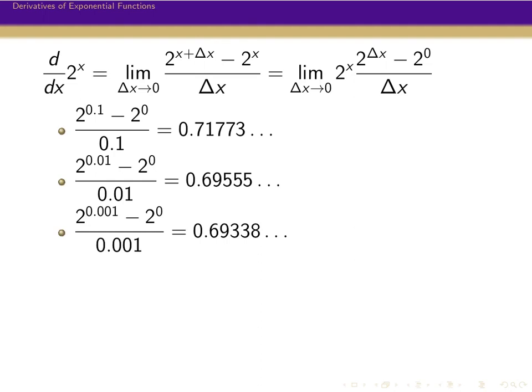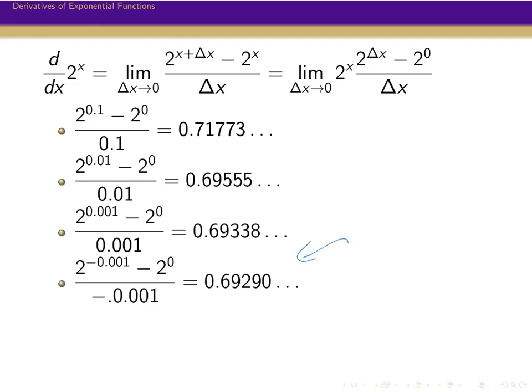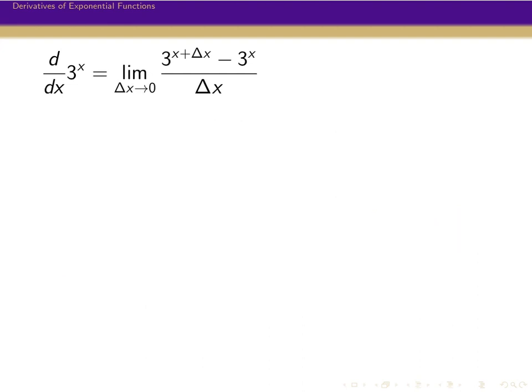We're doing limit to 0, so we should also check negative things getting close to 0. If we do minus 0.001, we get a little bit less than 0.69. So this limit here is somewhere in between. Okay, so the value of this limit is some number, 0.69 something something something. Probably either a 2 or a 3 next. Okay, so that's about as far as we can get with 2.